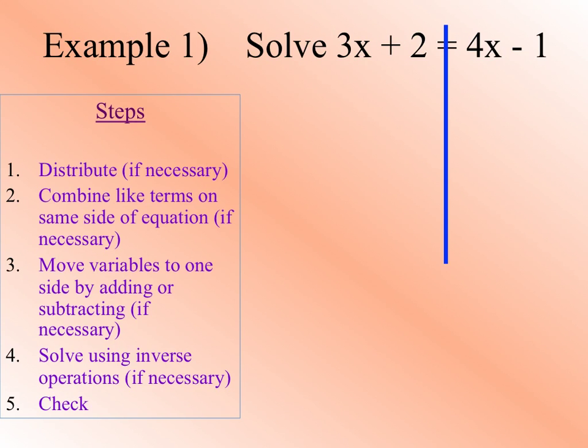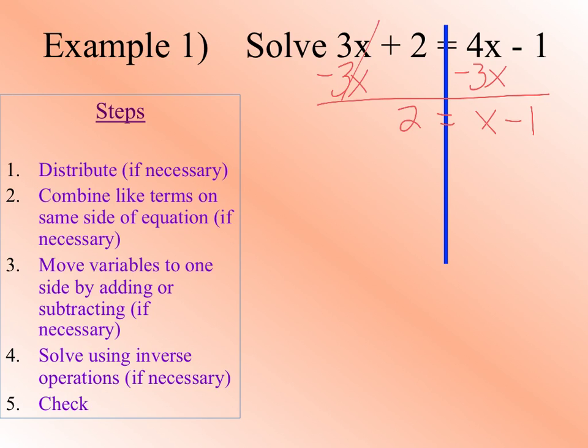Okay, so we're going to actually go ahead through and then solve this. So if we go through those steps really quickly, there is no distributing, there are no like terms on either side, so we're at step 3 where we're going to actually go ahead through and start solving by moving the variables to make them positive. So then on the left I would be left with 2, on the right I'm left with x minus 1, and then step 4 is just solve using your inverse operation.